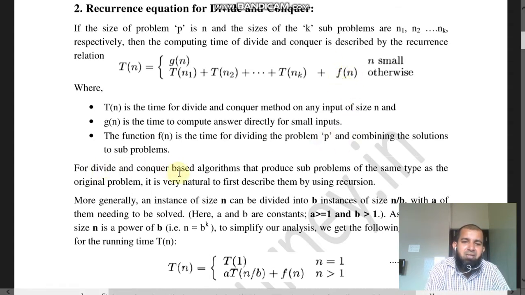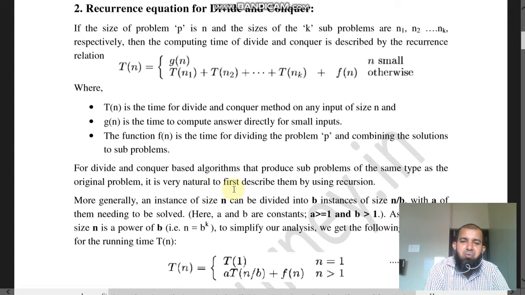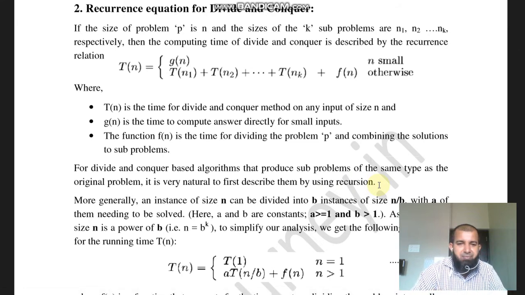For divide and conquer based algorithms that produce subproblems of the same type as the original problem, dividing the problem, finding the solution of each single problem, and later combining is similar to solving the big problem. It is very natural to first describe them by using recursion. By using the recursion method, you go on solving all the subproblems.